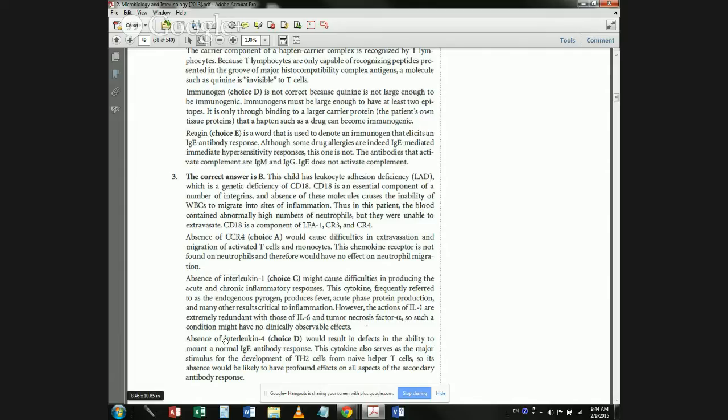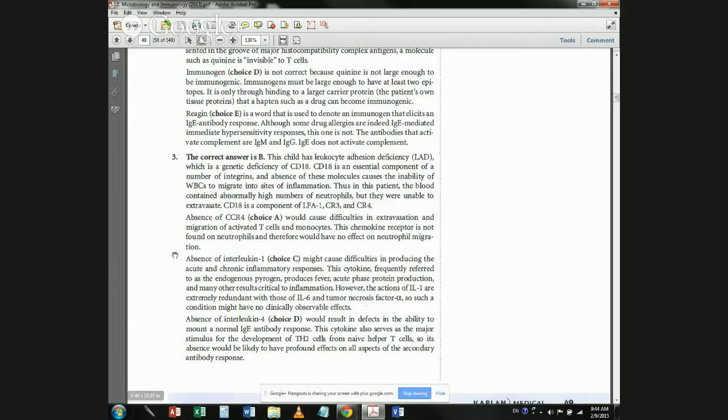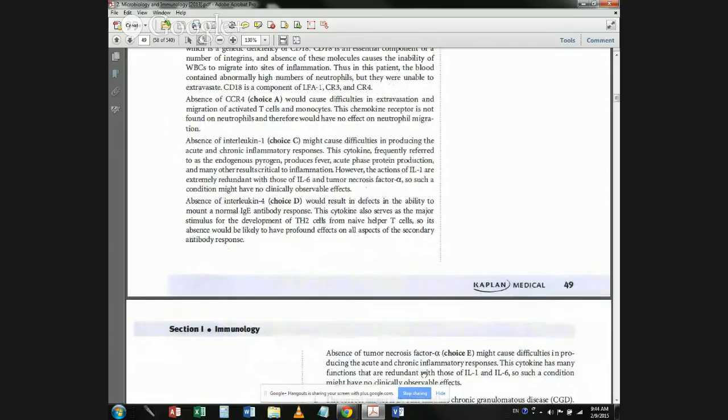So what does IL-1 do? It causes fever, thus called endogenous pyrogen. It also causes the production of acute phase proteins, and that will cause acute and chronic inflammatory responses. Similarly, IL-6 does the same thing, and so does tumor necrosis factor alpha. And tumor necrosis factor alpha might cause difficulty in producing acute and chronic inflammatory responses. This cytokine has many functions that are redundant with those of IL-1 and 6, so such a condition might have no clinically observable effects. Now, what is IL-4?